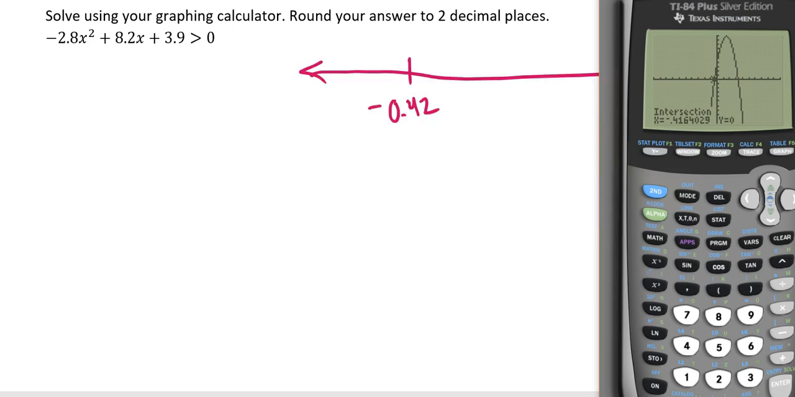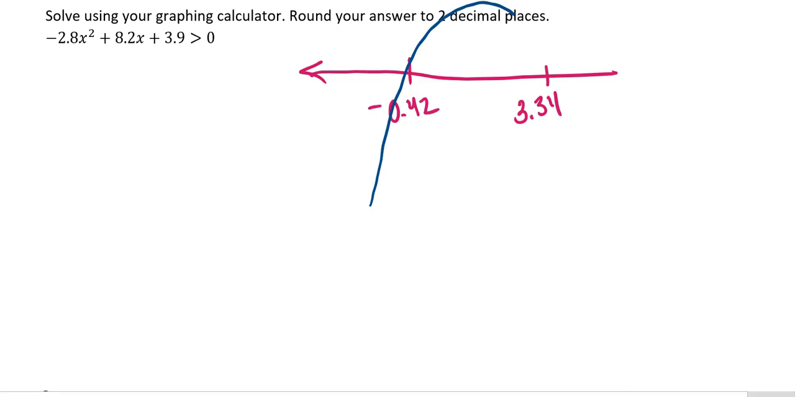Now I want to find my other zero. So I'm going to press second trace 5, the same exact steps, but before I hit enter, I'm going to use my right arrow key. I only use my right and left arrow keys. Never use up and down. We're only going to use right and left to find that intersection point. I just go anywhere near the zero. It doesn't have to be exactly on it. And I hit enter, enter, enter. And now it gives me my second zero, 3.34.